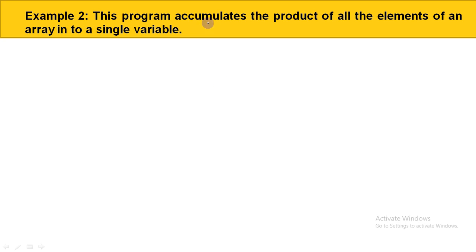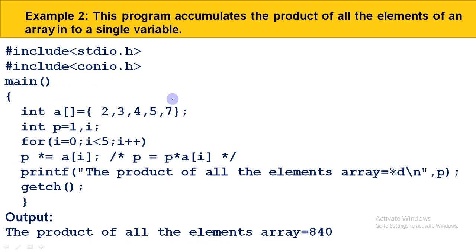Now example 2. This program accumulates the product of all the elements of an array into a single variable. This is actually called accumulation, the process of accumulation. It is accumulating a number of data items of similar type into a lone variable, with the data being drawn from an array.